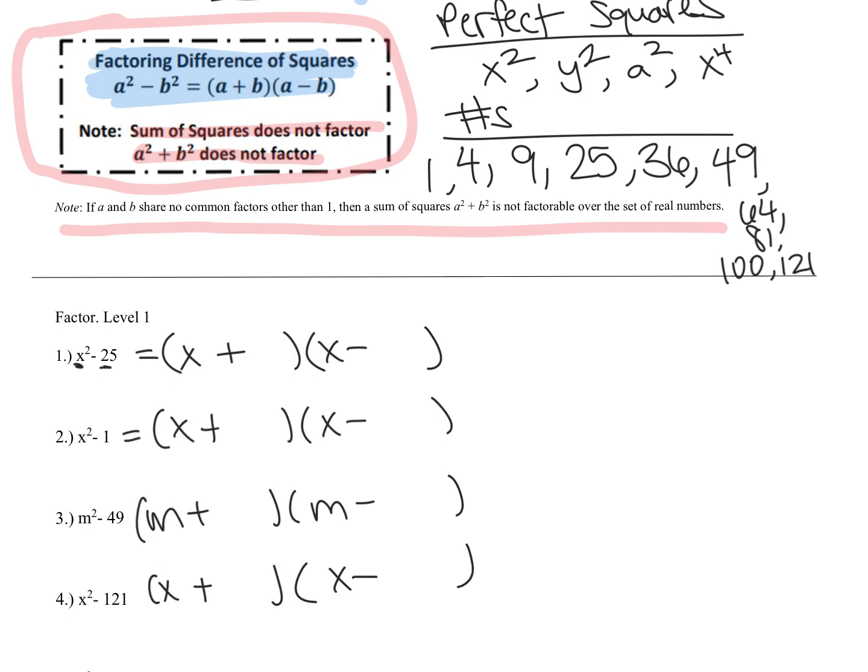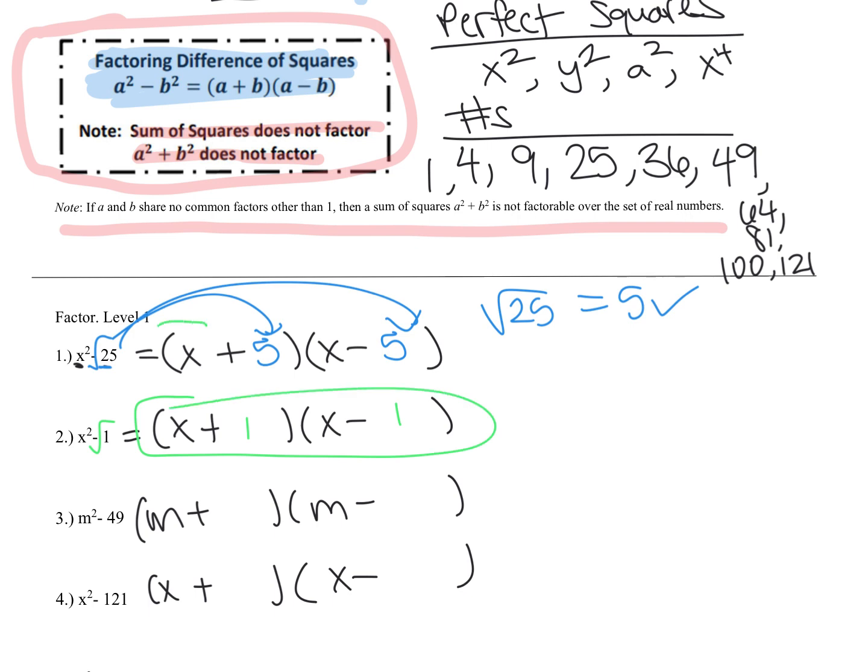All right. So in order to figure out what's going to go here, I get to do something really easy. I just take the square root of that number. So I get 5 and negative 5, right? Because the square root of 25 is 5. So 5 times 5 is 25. And then for number 2, I would do the square root of 1, which is 1. So I get x plus 1, x minus 1.